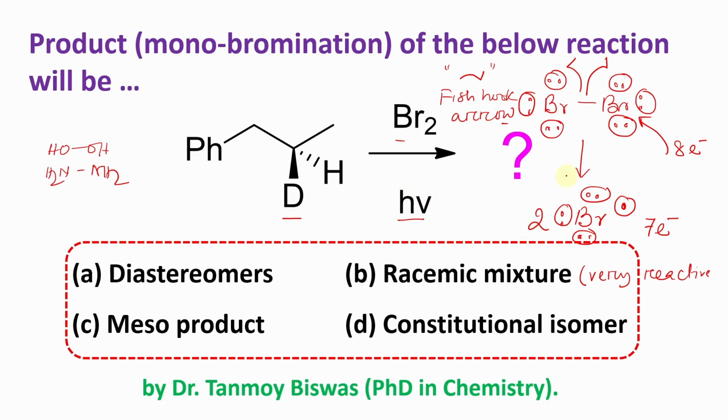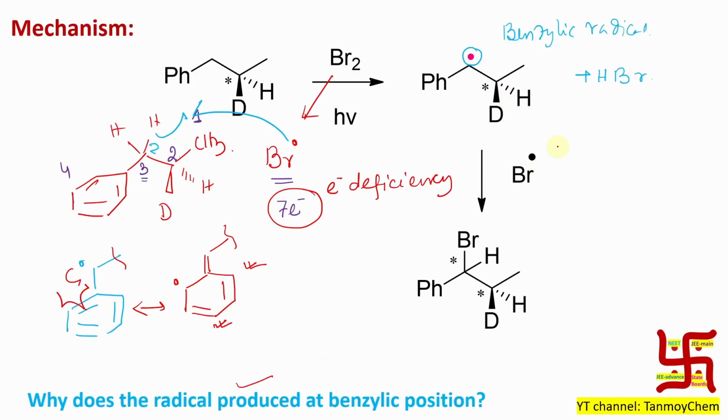There is very little chance of elimination. Rather, the Br2 molecule breaks down and produces two bromine atoms. One consumed one hydrogen and produced HBr. There is one bromine remaining, so this bromine will be added to this.